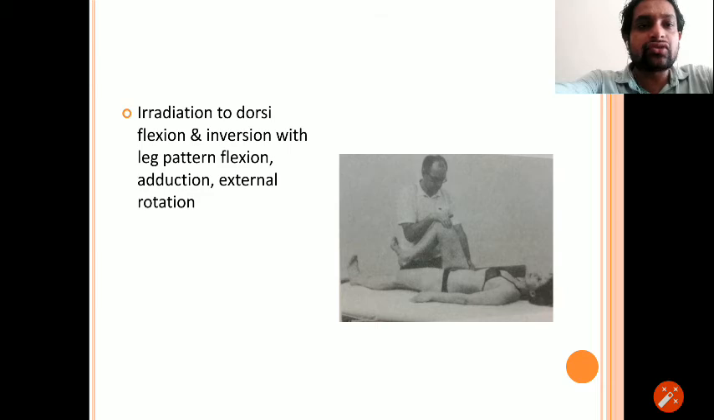You can see in the picture the irradiation to the dorsiflexion and inversion with the leg pattern of flexion, adduction, external rotation.